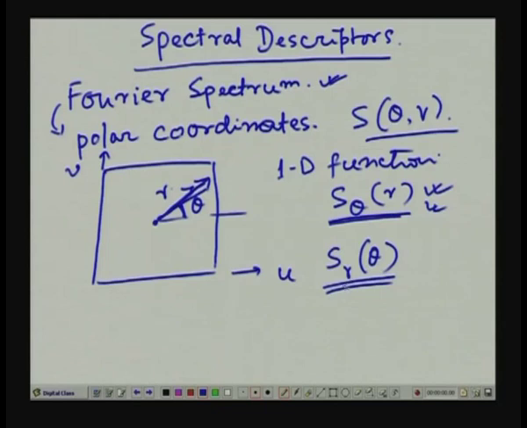Similarly, s r theta is for a particular value of r, and this indicates the behavior of the spectrum if I move along a circle of radius r centered at the origin. So, these are the two behaviors of the spectrum that can be obtained if I represent the Fourier spectrum in polar coordinates. And more global descriptors can be obtained from these two functions.